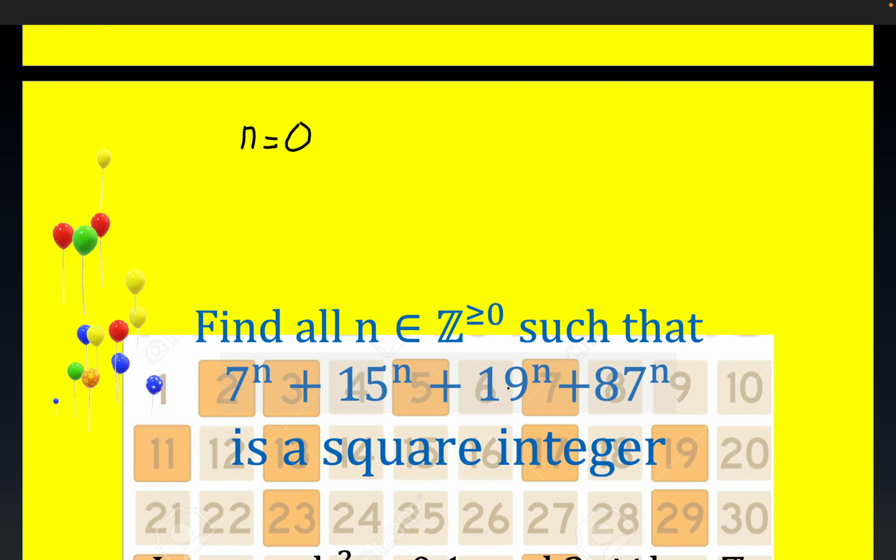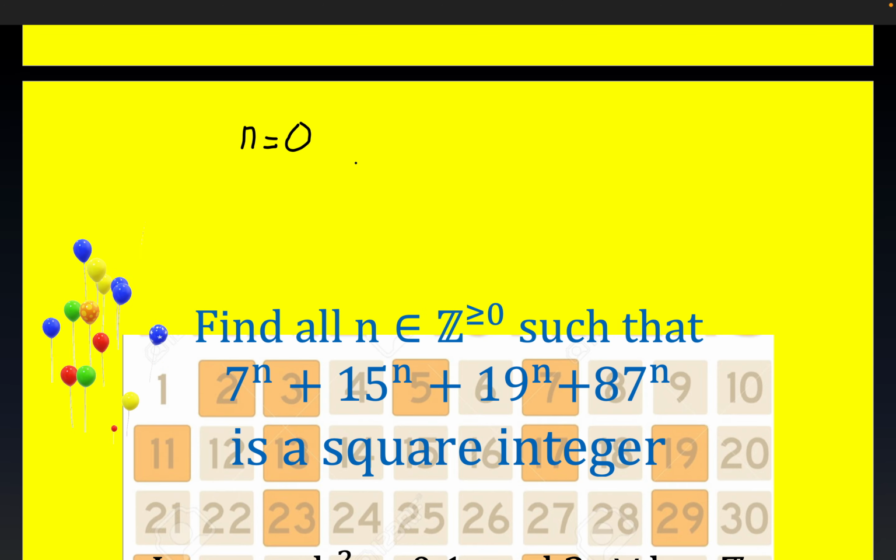Now already you can see 19 is large enough, but 87 would make it unwieldy to do any kind of manual calculation. 19 would for large enough n, right? All of these grow very fast, exponential growth, right? So let's check out the first few cases that we can calculate.